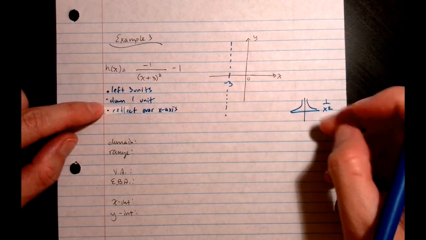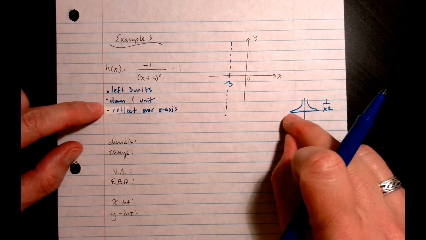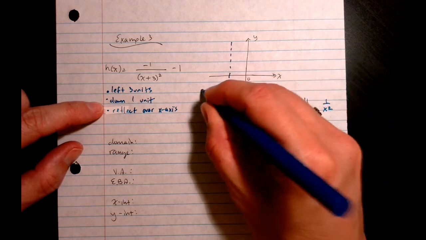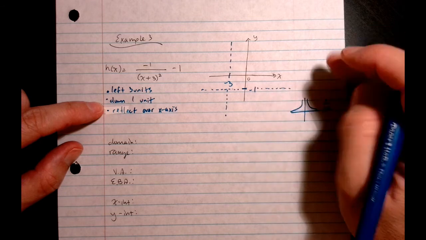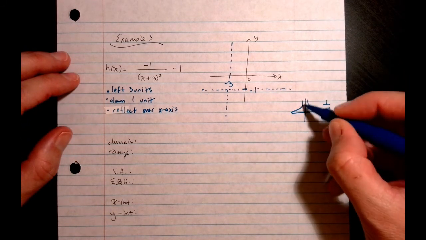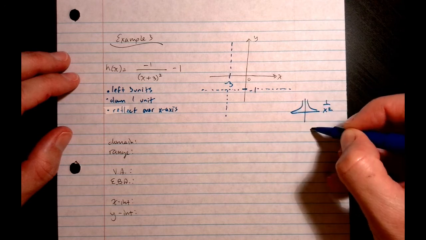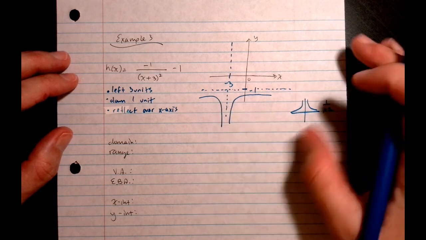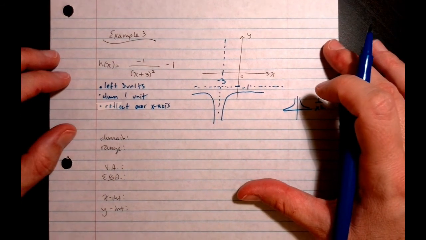If I move my graph down 1 unit, then that end behavior asymptote now goes to -1. And I reflect it over the x-axis. So wait a minute, if it normally is above the x-axis like this, then when I reflect, it's going to be down, down like that. Now let's analyze it.